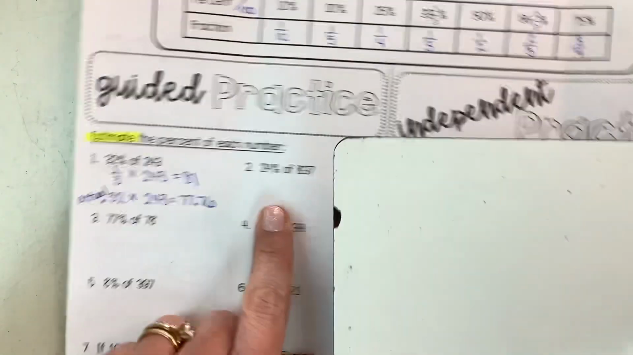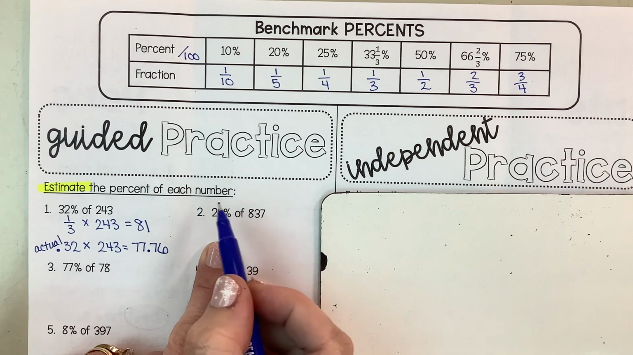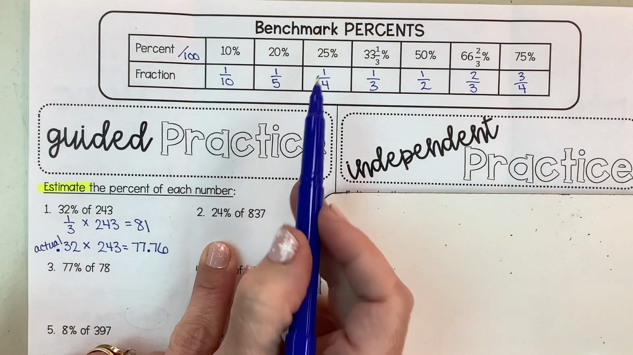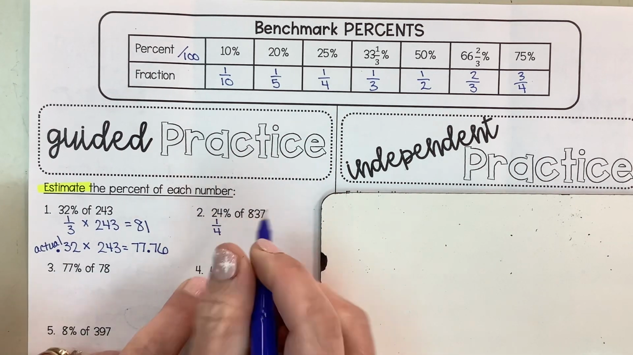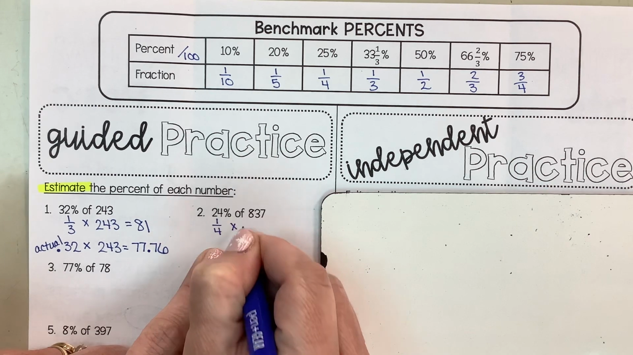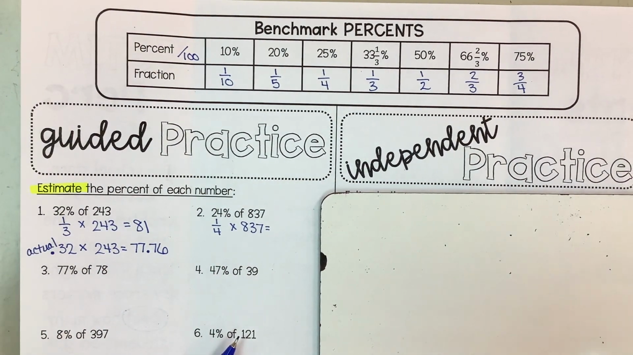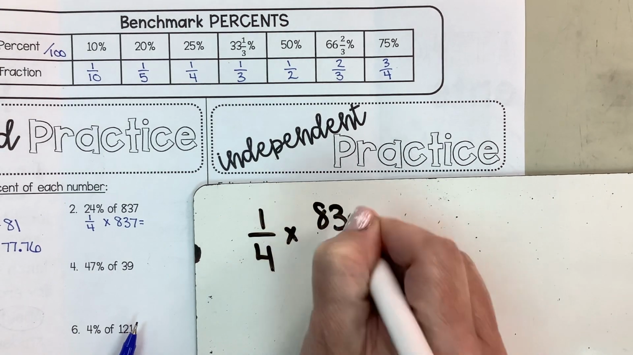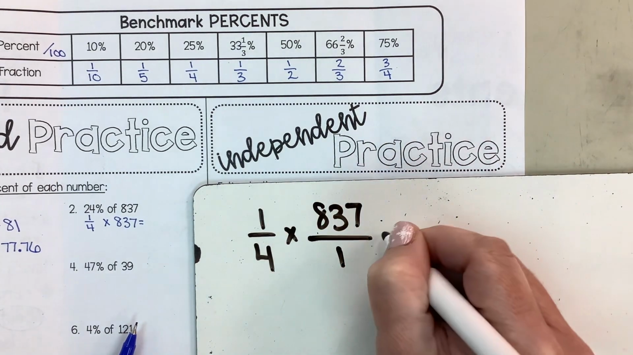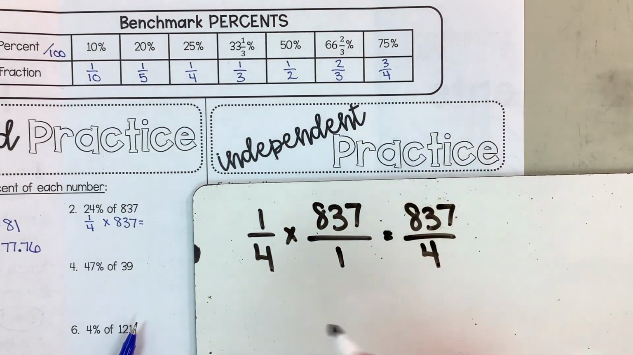Okay, let's try number 2. If we look at number 2, what is the benchmark fraction that would be close to 24%? Well, that would be our 1/4, right? So 1/4 of 837. The estimate would be 1/4 times 837, put our 1 under there. So 837 over 4. All right, here we go. Let's figure this one out.